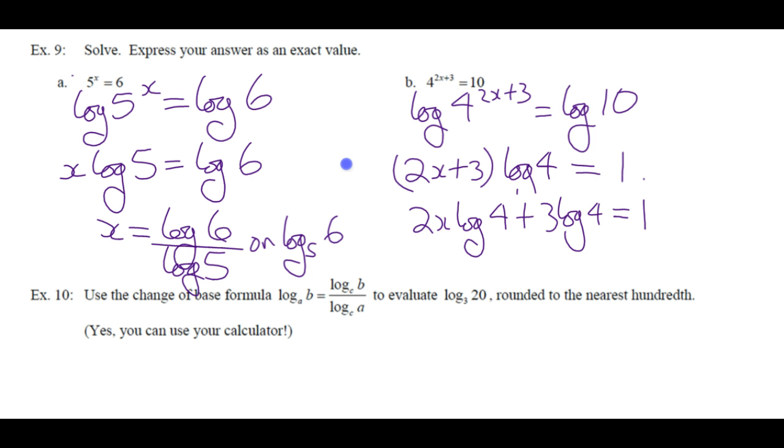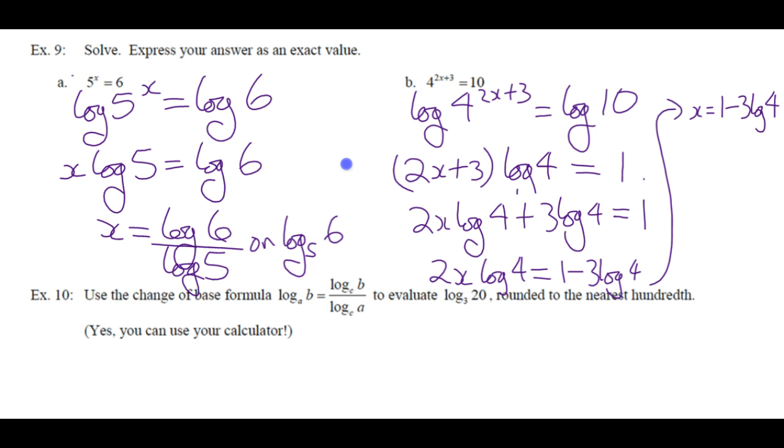So let's expand this, then we just get to subtract. That way we won't have fractions and have to worry about getting a common denominator to get it all into one thing. So now we can just go 2x log 4 is 1 minus 3 log 4. And so x is 1 minus 3 log 4 over 2 log 4. It was easier to go that way than if I divide both sides by log 4, because then I would have to get the common denominator and try and add them.